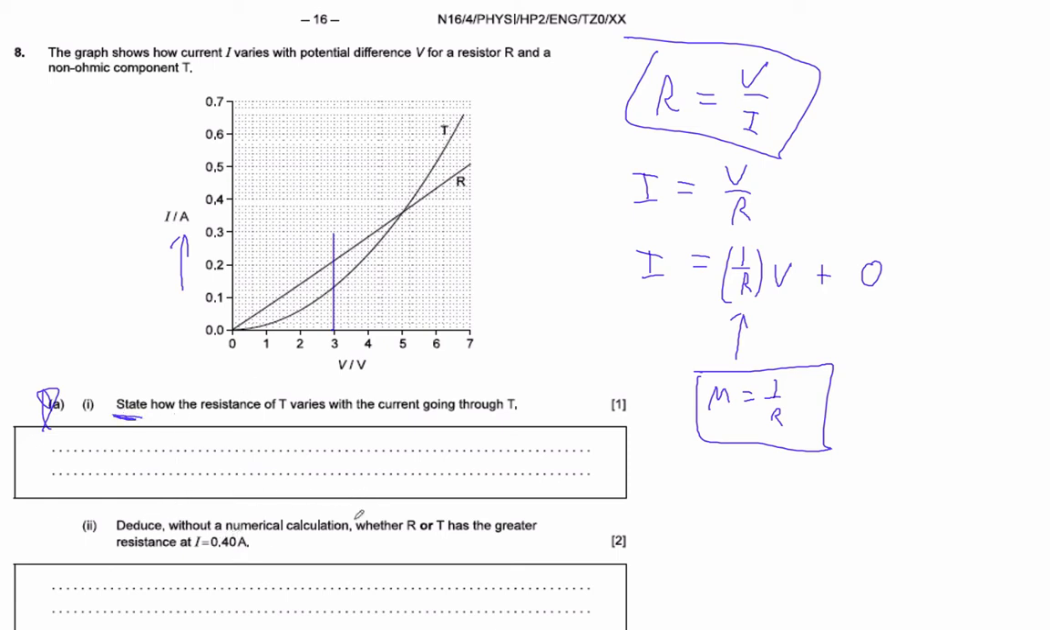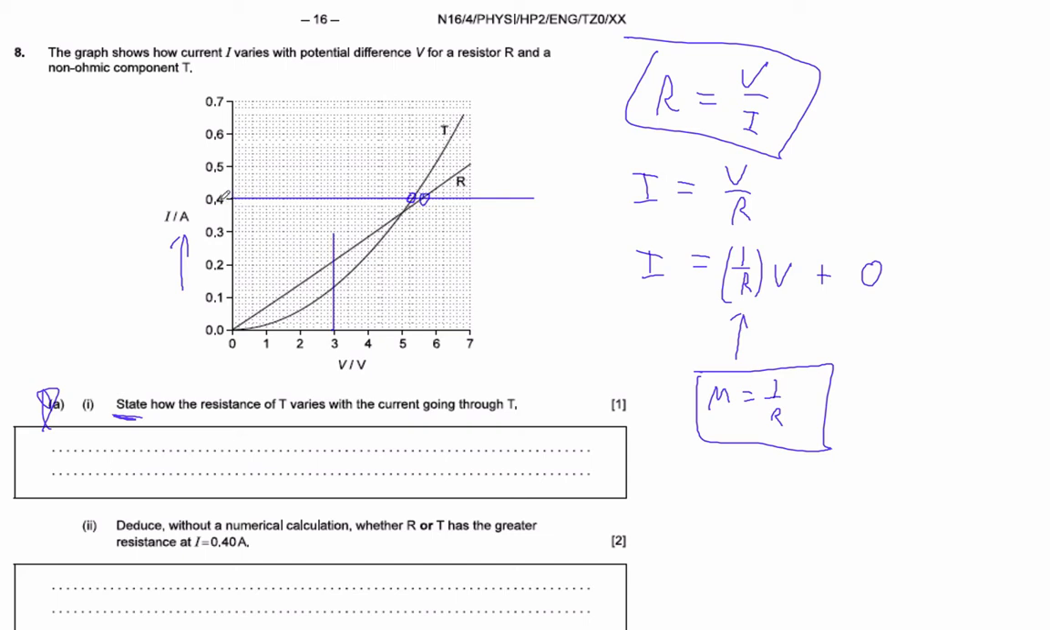Deduce without numerical calculation whether R or T has a greater resistance when the current is 0.4. So let's find that. At 0.4, we're going to use R is V over I. I is the same for both of them, but R has a higher voltage, so therefore R has a higher resistance. And T is the same current, but it's a lower voltage, so T has a lower resistance. R is higher, T is lower. So let me just do that again.